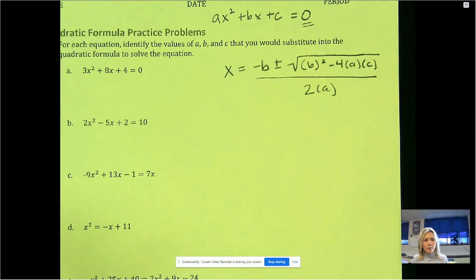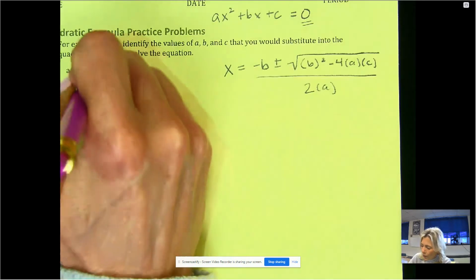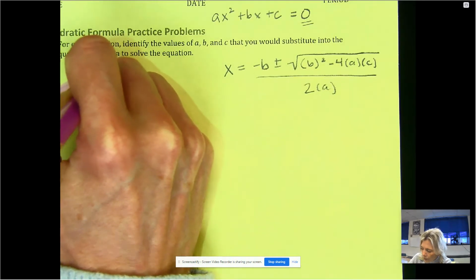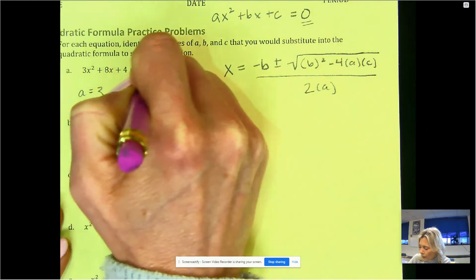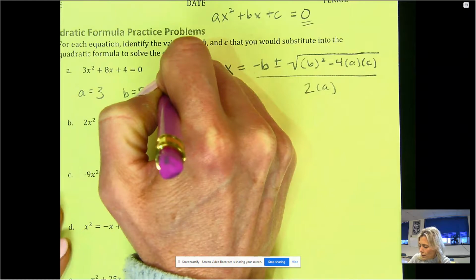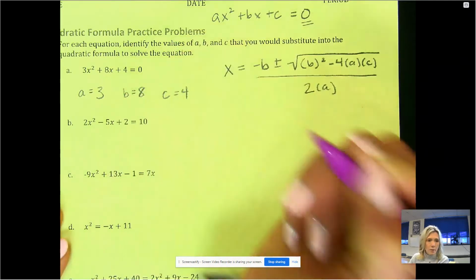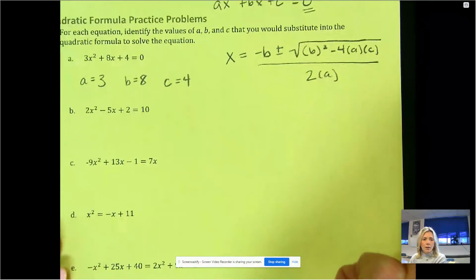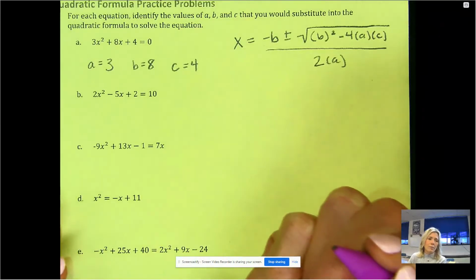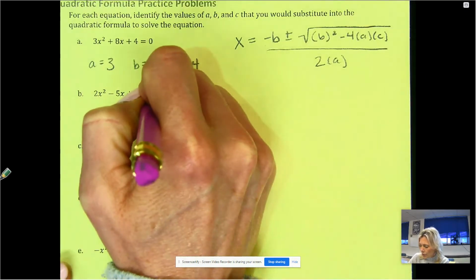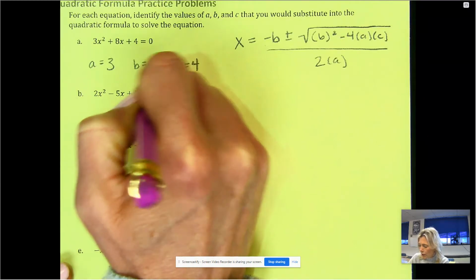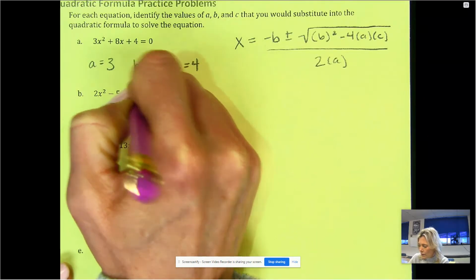So number one, already set equal to 0. And so our A value is 3. It's the coefficient of x squared. B is 8, the coefficient of x. And C is 4, the constant. In part B, it's not set equal to 0. So we do that by subtracting the 10 from both sides.